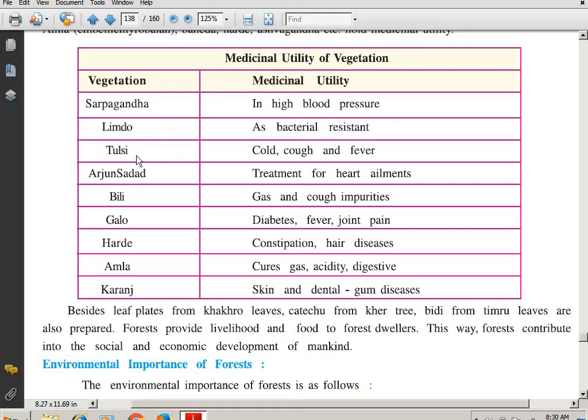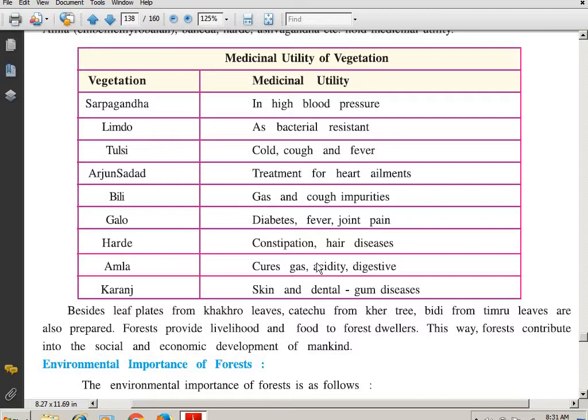Tulsi, which is another useful medicinal plant, is used for cold, cough and fever. Arjun Sadad is used for treatment of heart ailments. For heart problems and all, Arjun Sadad is used. Billi is used for gas and cough impurities. Gallo is used for diabetes, fever, joint pain. When you are having joint pain, diabetes or fever, you can go for gallo.